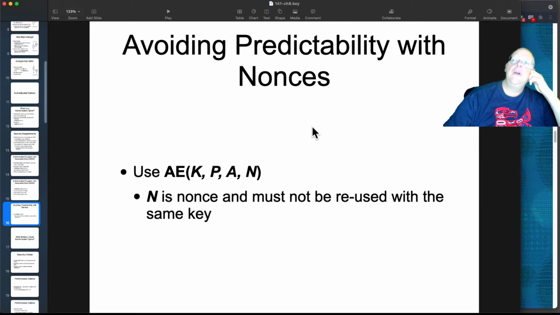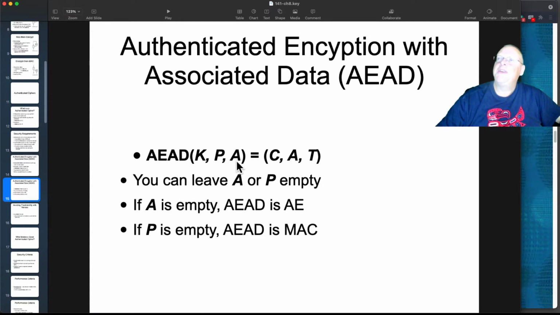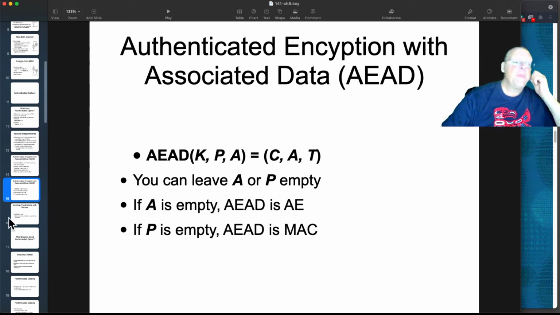All right, now, you don't want it to be predictable. One thing about this is, if I were to have this key, plain text, and associated data, and then I have another block of plain text that's exactly the same, I'll get exactly the same output. It has the same problem as electronic codebook mode. So we know that's not good, because large-scale patterns in the plain text will be preserved in the output. So you need to have a nonce.